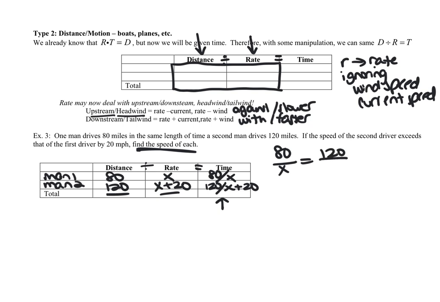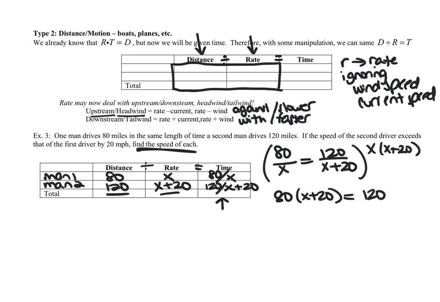80 over X is equal to 120 over X plus 20. Now that is clearly a rational equation, basically what we had just been learning last chapter. So we're going to solve this by multiplying both sides by the least common denominator. And the least common denominator here is X times X plus 20. That's also the same thing as cross multiplying if you want to think of it that way in this example, so that's fine. So on the left, the 80 is going to stay, the X's are going to cancel, and we're going to keep the X plus 20. And on the right-hand side, we've got 120. The X plus 20s are going to cancel. We're going to keep the X.